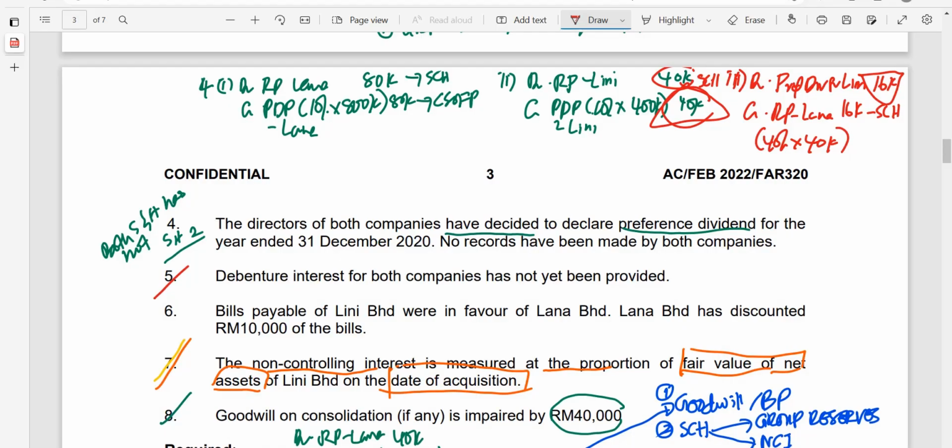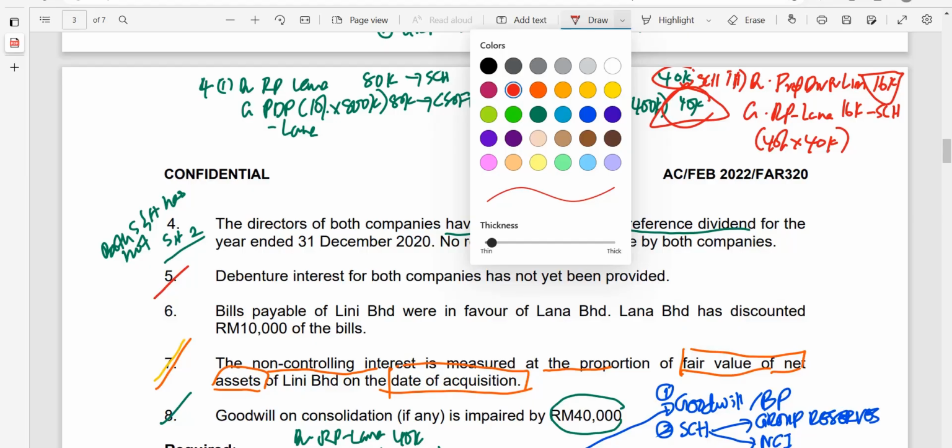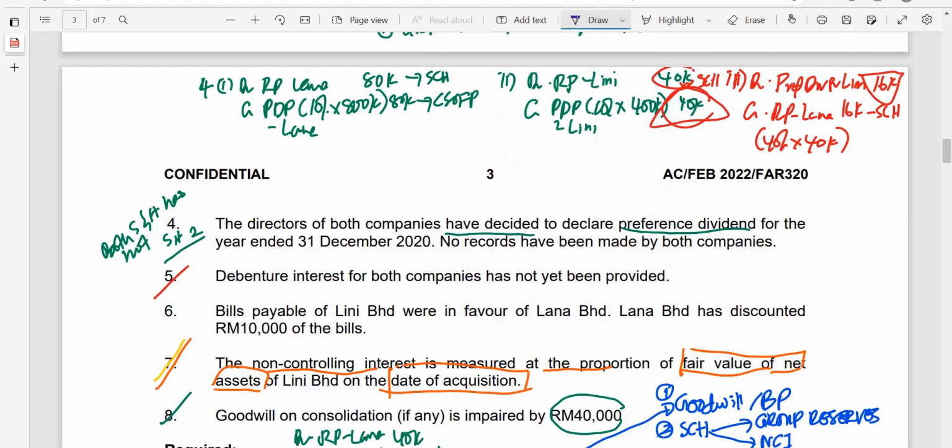Similar situation, debenture interest for both companies also have not been provided. So you're going to do exactly the same, but only with different figures. So we'll be doing that. I'll use purple. So for number 5 here, number 1 is that you're going to do the one for Lana, the retained profit of Lana. You will credit that with the debenture interest payable. You don't have to write in full, just write simple and shortcut 10%.